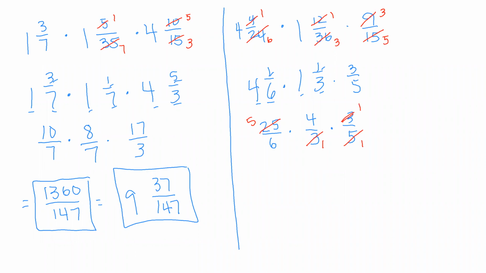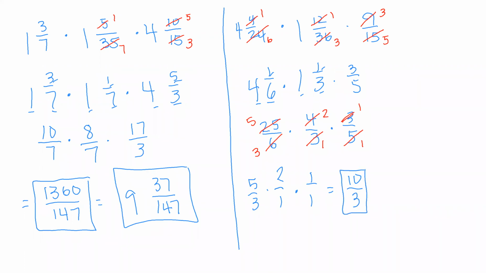And then 6 and 4 have a 2 in common. So 4 divided by 2 is 2. 6 divided by 2 is 3. Let's clean this up a little bit. I've got 5/3 times 2 over 1 times really just 1 over 1. I multiply across, there's nothing else common top to bottom. So I get 5 times 2 times 1, which is 10. And then I get 3 times 1 times 1, which is 3.